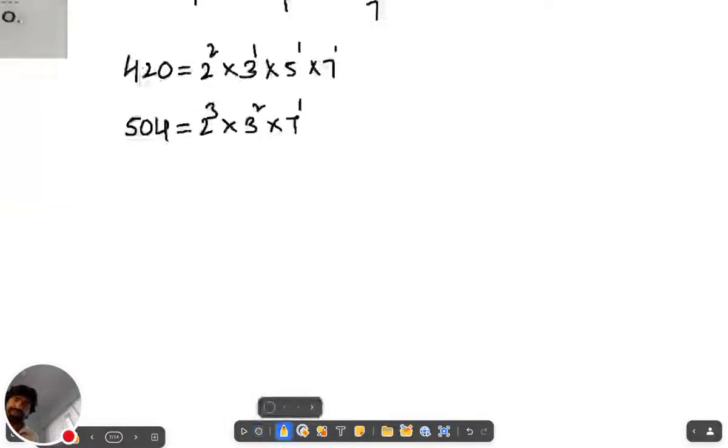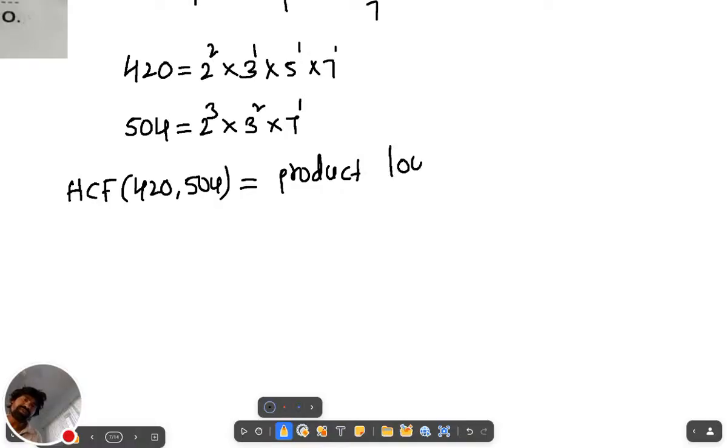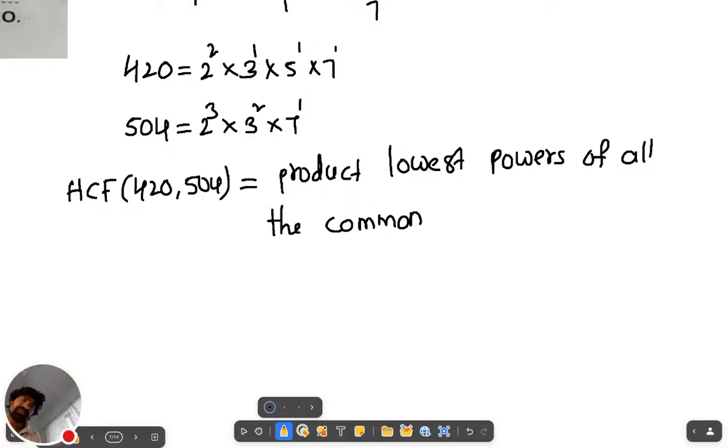What is the HCF formula? The highest common factor of 420 and 504 is the product of the lowest powers of all the common prime factors. So common and lowest, right? Here 2 is common, but 2 square is the lowest, so we can write 2 square here.